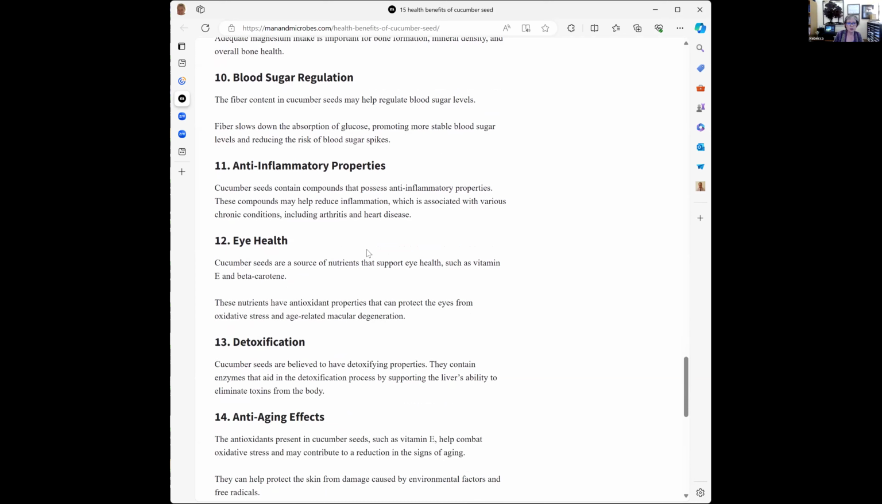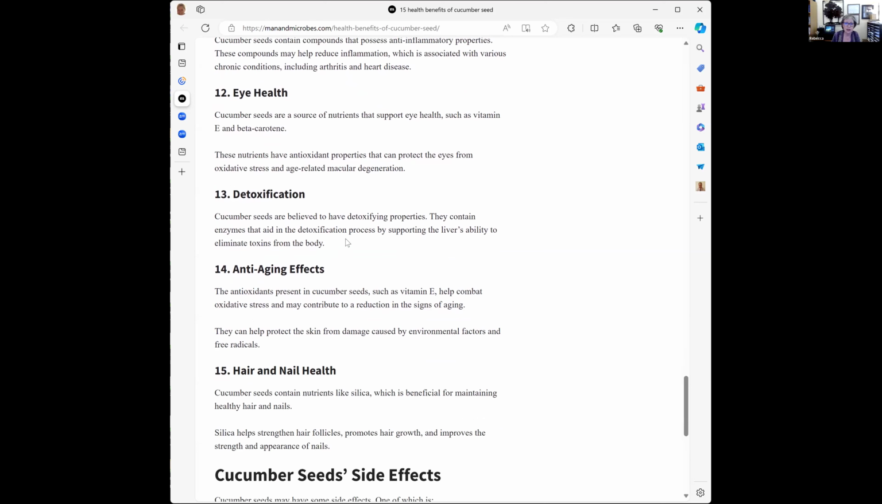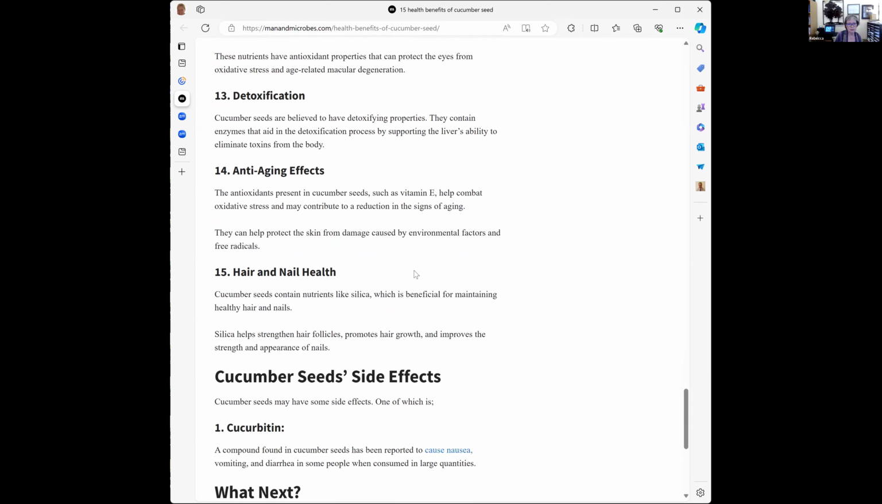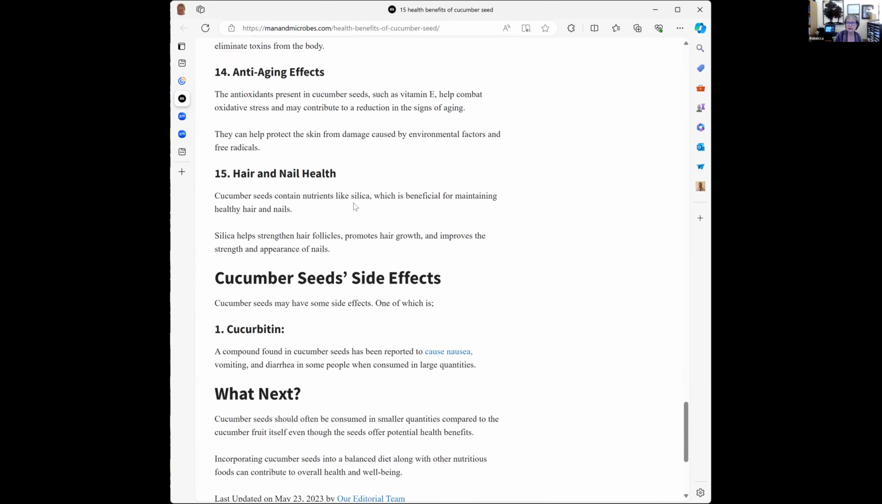Blood sugar regulation, anti-inflammatory, eye health, beta carotene, detoxification. That's good. That'd be a nice smoothie addition, especially this time of year, right? We're in detoxification season, spring and early summer, a classic time to detoxify, fall as well, getting ready for the heartier seasons. Anti-aging, hair and nail health: they contain silica. That's cool, because silica really is important for the hair and your nails. Horsetail is an herb that comes to mind for me when I think of that. You'll also find silica separately put in as a mineral in hair support formulas for hair growth.